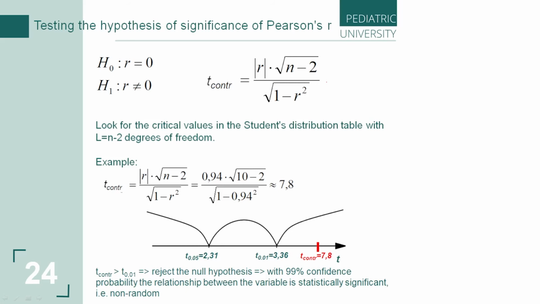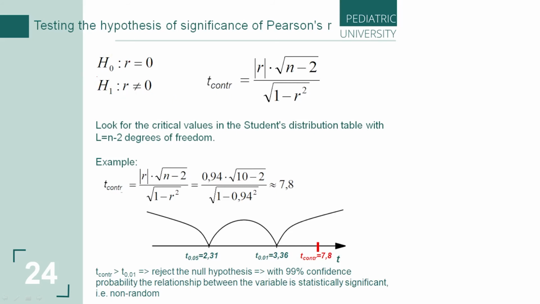It's also very important to test hypotheses about the significance of this correlation coefficient, because there is still a possibility that our identified relationship is random, and in fact, in the population, these quantities are independent. So we test the hypothesis about the significance of this correlation coefficient. The null hypothesis tells us that R is 0. The alternative hypothesis is that R is not equal to 0. You can see the null hypothesis and the alternative hypothesis.